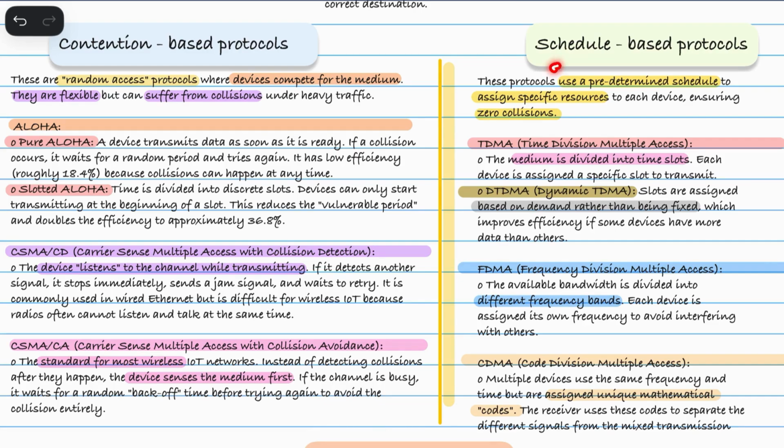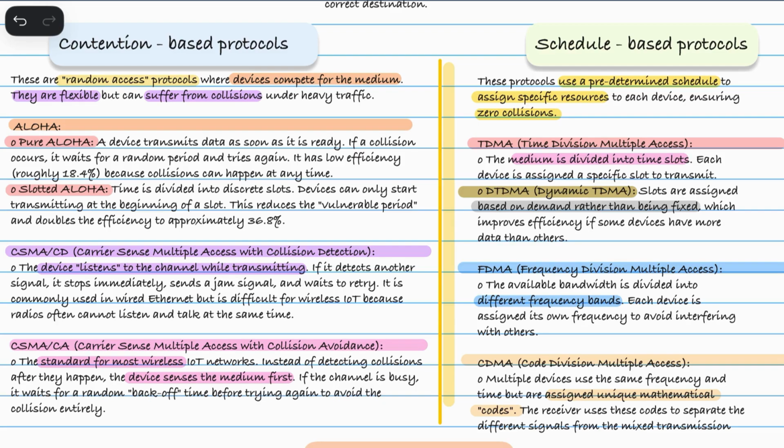And now we'll talk about schedule-based protocols. Here the competition is completely outlawed. The central coordinator pre-assigns specific network resources to every device, guaranteeing zero collisions. Like we talked about TDMA previously, it is Time Division Multiple Access, as we learned earlier. This cuts the time dimension into slots, and each device gets its own turn window. And to optimize this, we have dynamic TDMA as well.